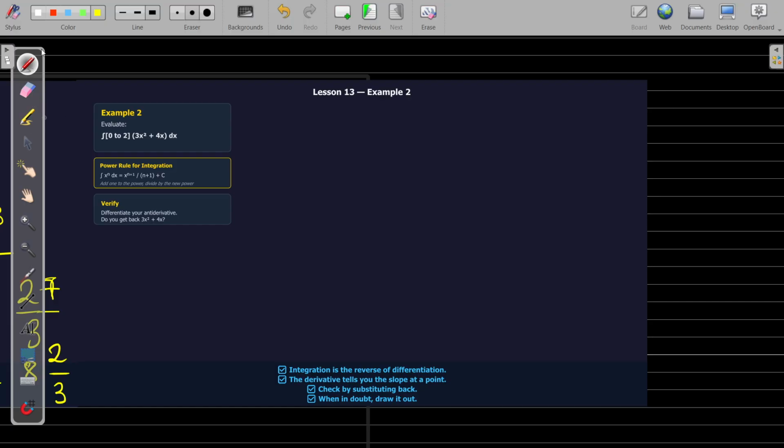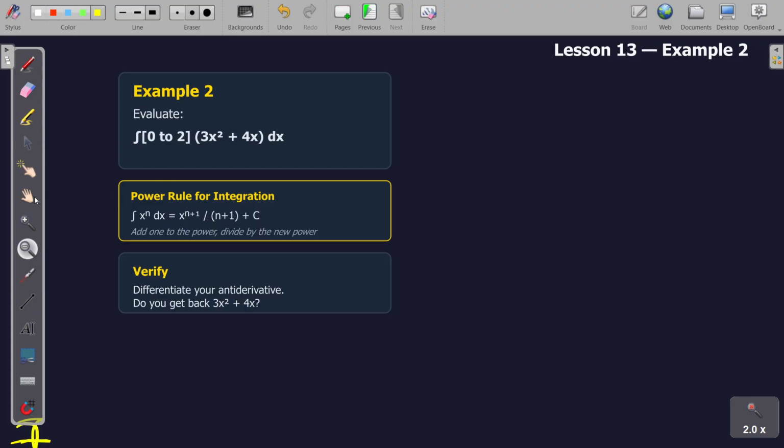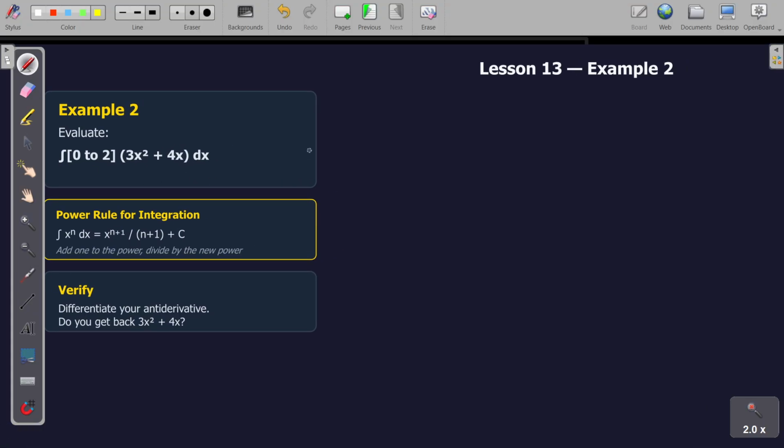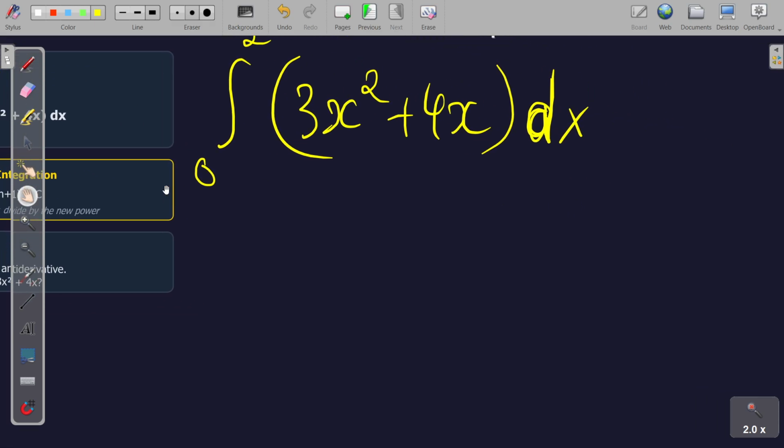Let's do something that is a little bit more difficult, a slightly harder one. We're going to find the integral of 3x squared plus 4x from 0 to 2. Now we need to write that up, of course. So let's write this up, 0 to 2 right here. And so 3x squared plus 4x, and dx. Whenever you see this form, we're asking for the big F form.